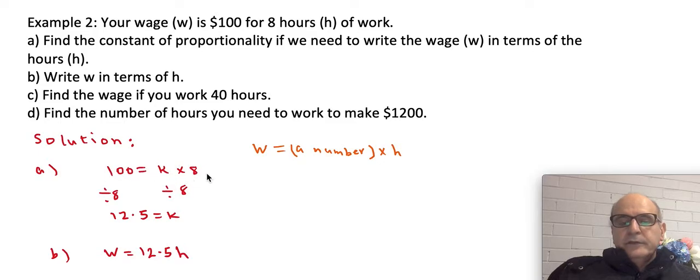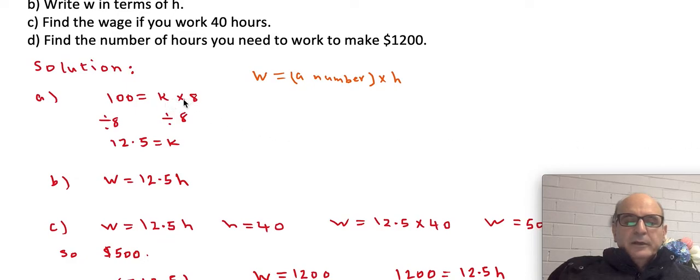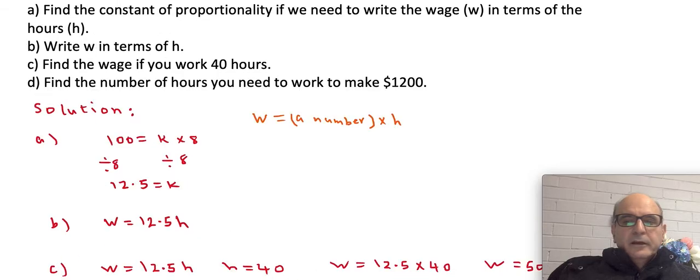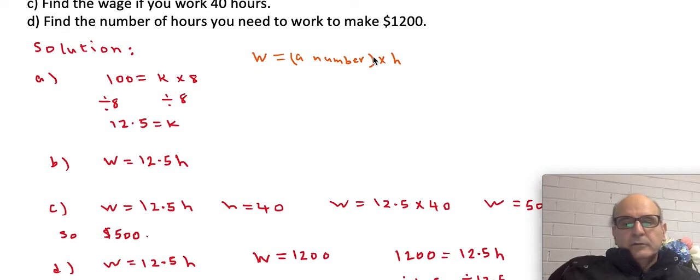Now from this equation, we can work out the value of K. Because K has been times by 8, divide by 8. So you end up with K here, because K times 8 and divided by 8, you go back to K, and 100 divided by 8 is 12.5. Now we got the constant of proportionality, 12.5. Now in part B, they are asking us to write W in terms of H. Now we have the constant of proportionality. We can do that. We said W is equal to constant of proportionality times H. So W is equal to 12.5 times H.